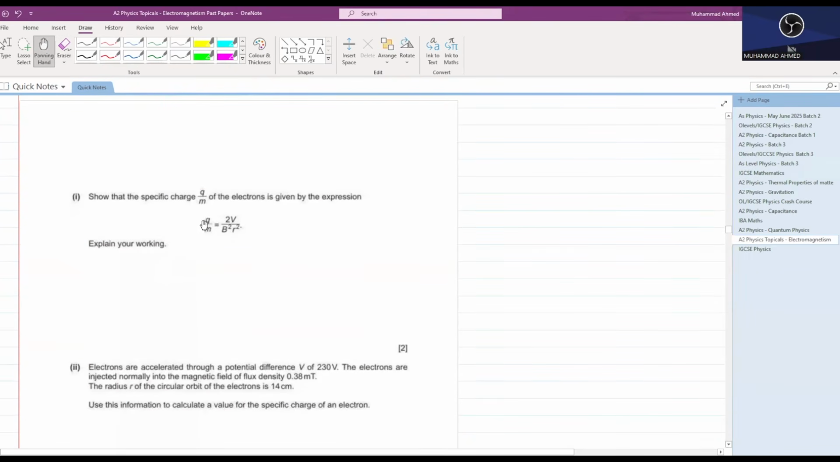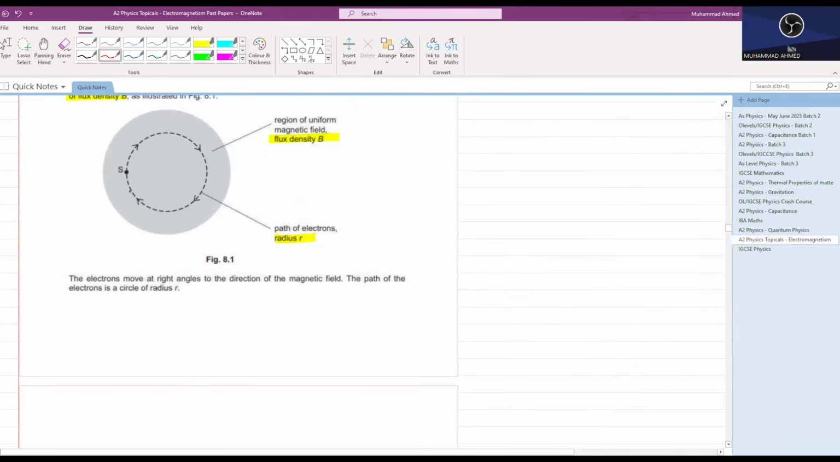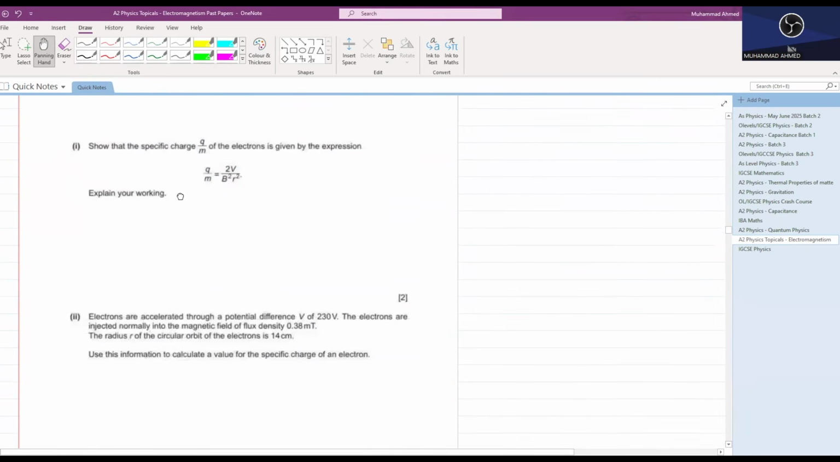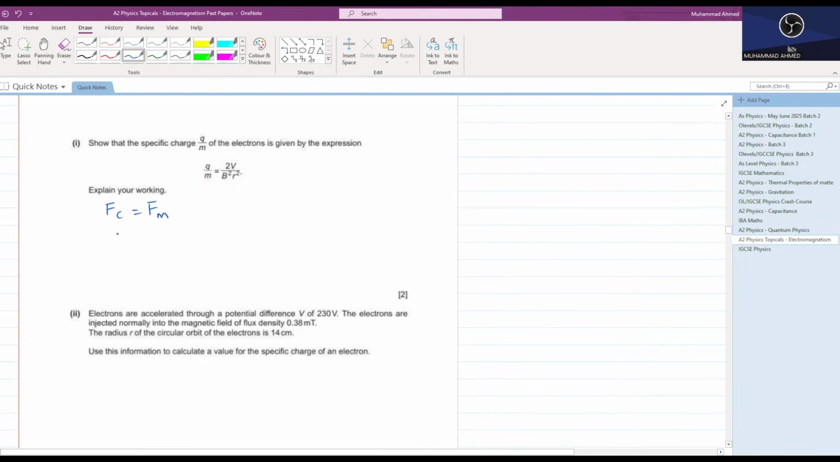Show that the specific charge of the electrons is defined by this expression. If you observe here, what is happening? The magnetic force is equal to the centripetal force. Once we have equated the centripetal force to the magnetic force, we place the formula for centripetal force as mv square over r and for magnetic force as Bqv.